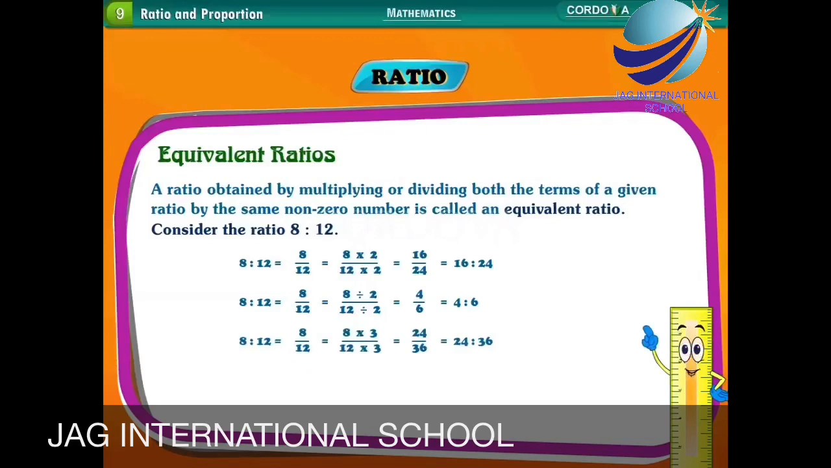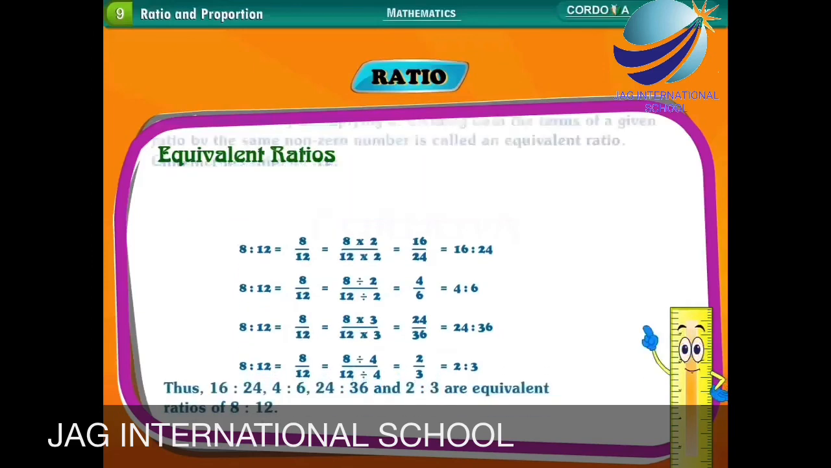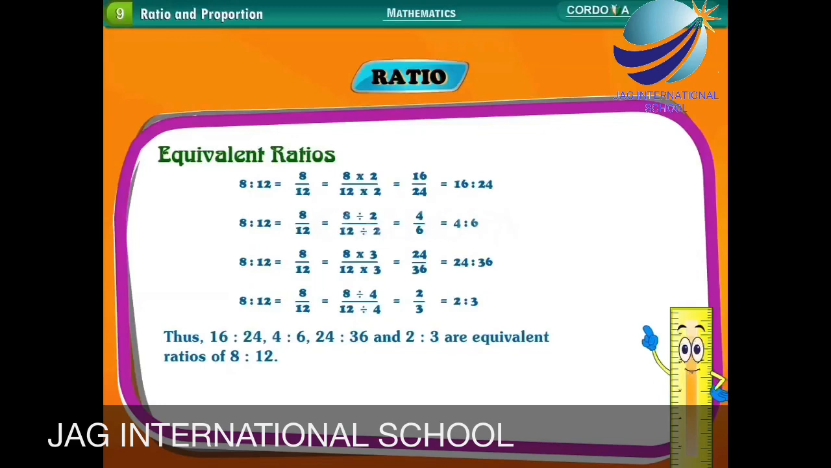8:12 is equal to 8 upon 12, which is equal to 8 into 3 upon 12 into 3, which is equal to 24 upon 36, which is equal to 24:36. 8:12 is equal to 8 upon 12, which is equal to 8 divided by 4 upon 12 divided by 4, which is equal to 2 upon 3, which is equal to 2:3. Thus, 16:24, 4:6, 24:36, and 2:3 are equivalent ratios of 8:12.